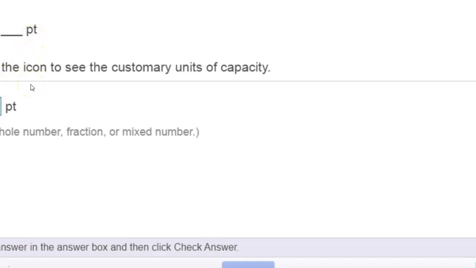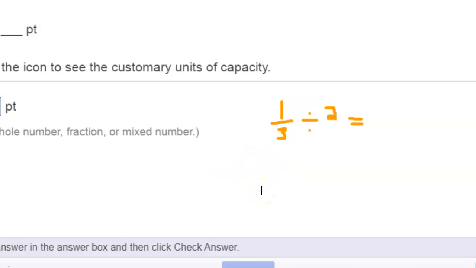Last time we did problems 1 through 4. For this problem, we're converting from cups to pints. I remember that there are 2 cups in each pint. I'm going from small to large, so that means I'm going to need to divide. So I have 1/3 divided by 2.